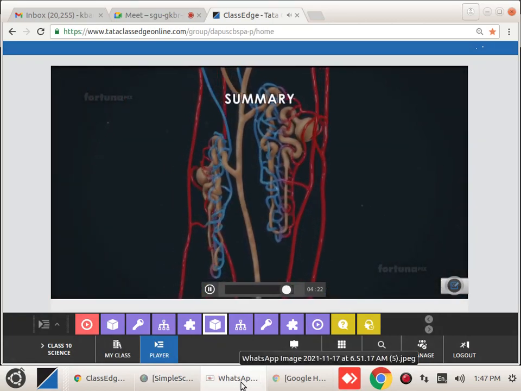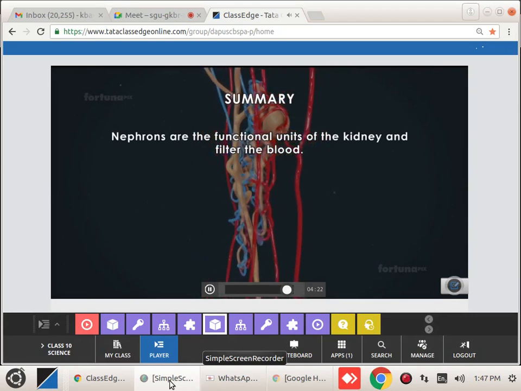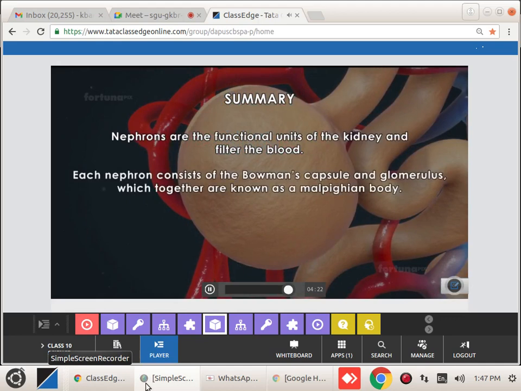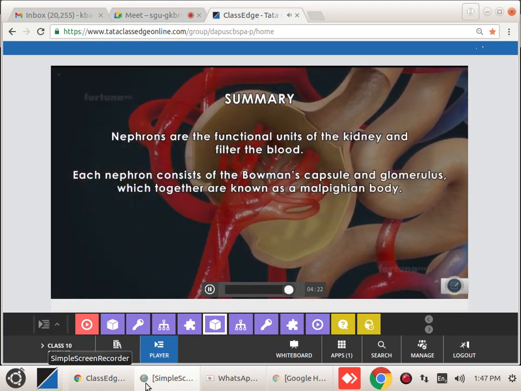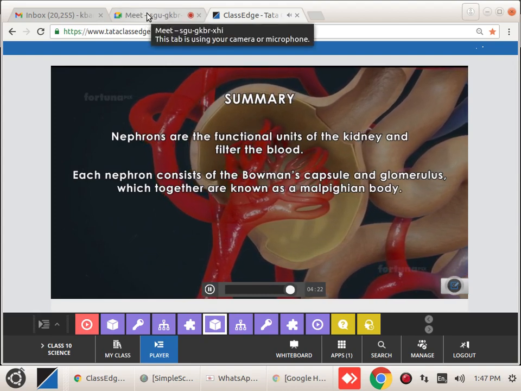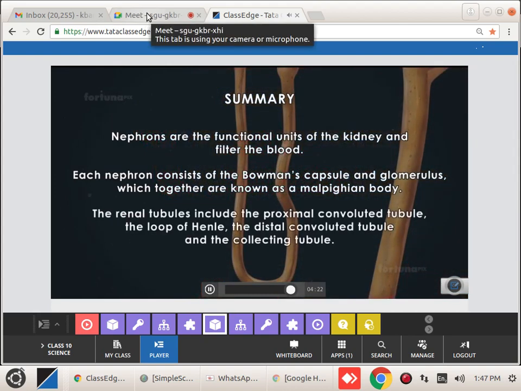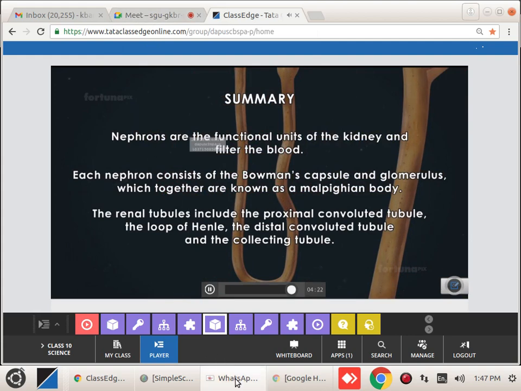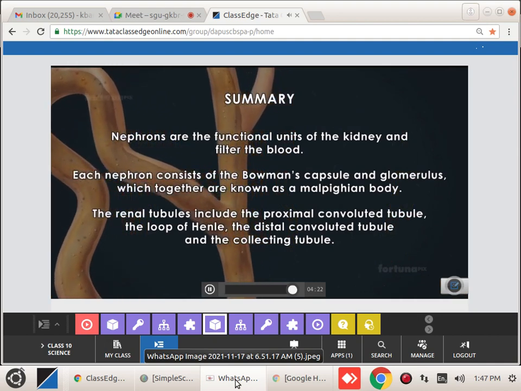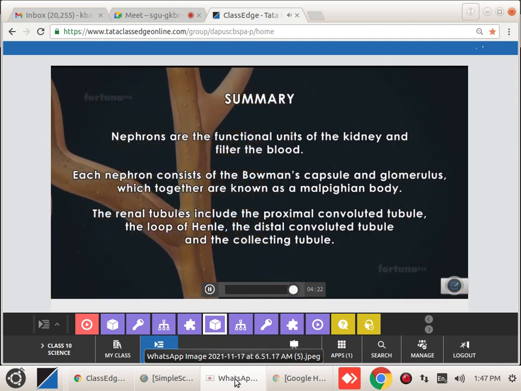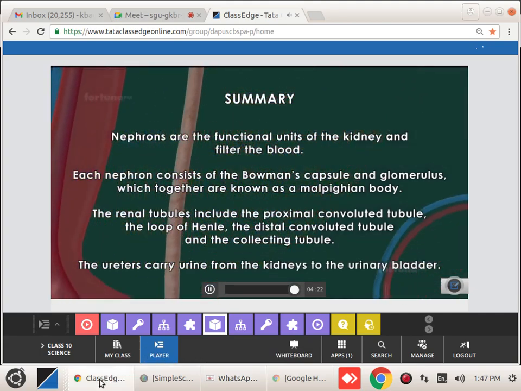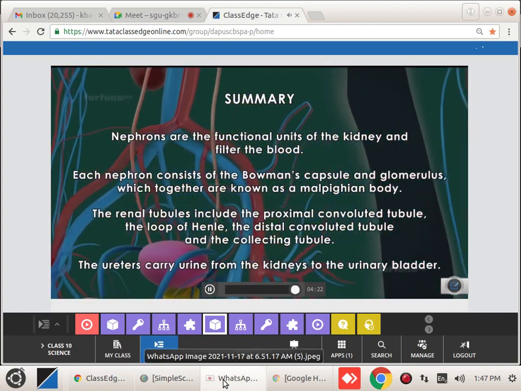Summary. Nephrons are the functional units of the kidney and filter the blood. Each nephron consists of the Bowman's capsule and glomerulus, which together are known as the Malpighian body. The renal tubules include the proximal convoluted tubule, the loop of Henle, the distal convoluted tubule, and the collecting tubule. The ureters carry urine from the kidneys to the urinary bladder.